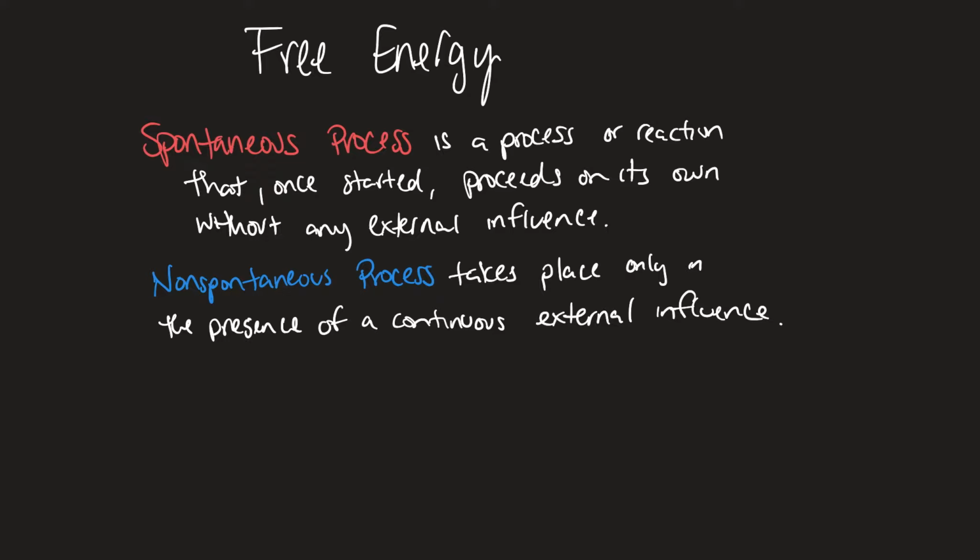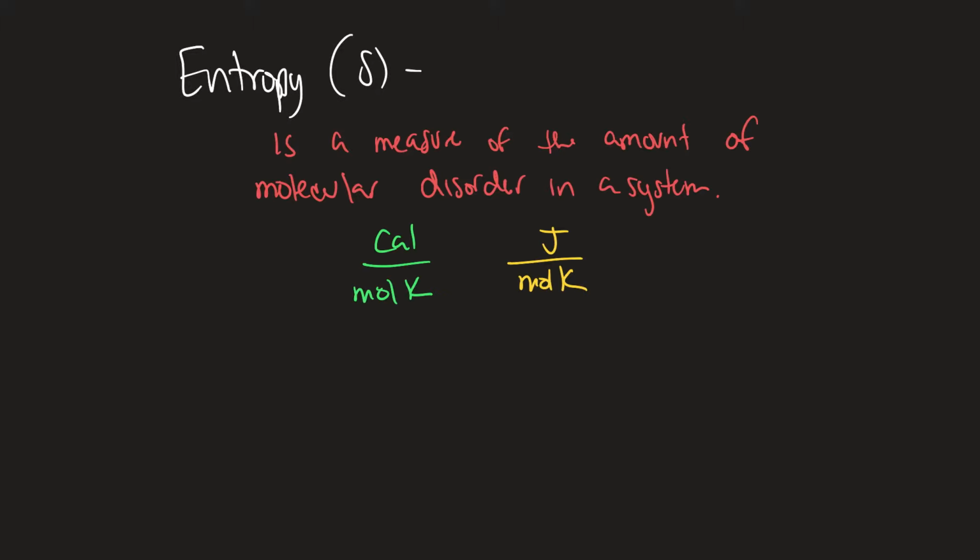Now, one big idea that we need to address when it comes to free energy or spontaneous processes is the idea of entropy, or in other words, S. Entropy is the measure of the amount of molecular disorder in a system, and the units can be either calories per mole Kelvin or joules per mole Kelvin.